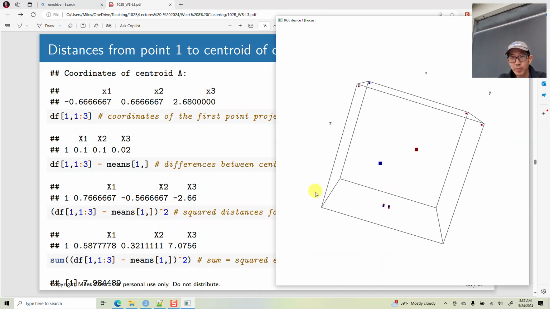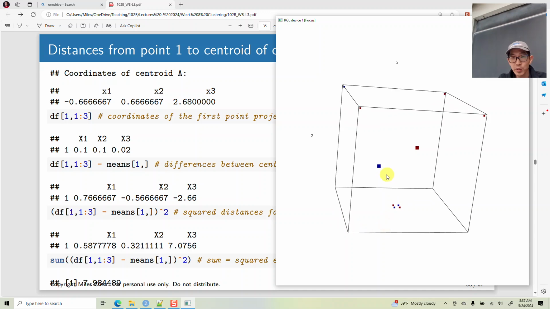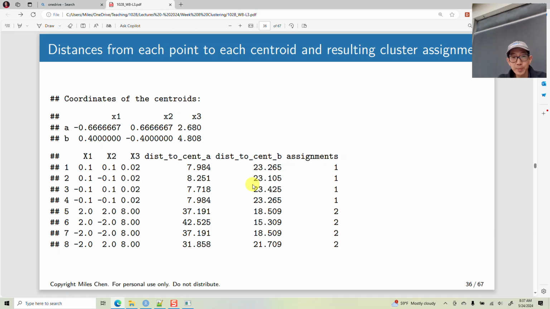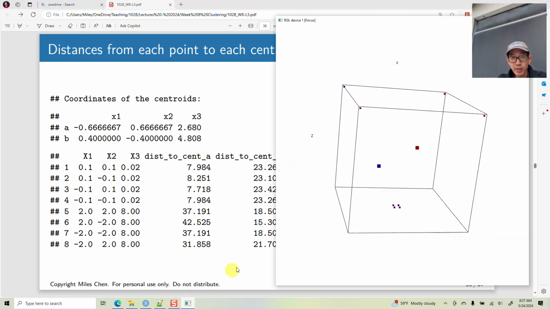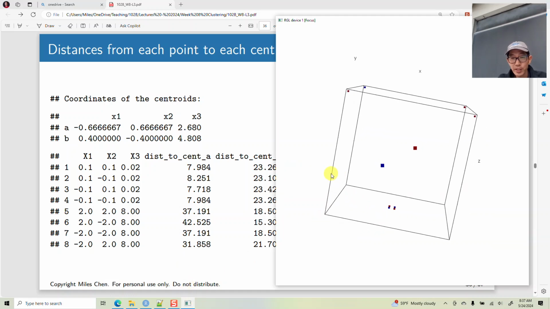Okay, and then we calculated, all right, what is the distance between the centroids and these different dots here? And so these are the different distances. So we said, what is the distance from each of these 4 points to the blue centroid? And it's like 7.98, 8.25, 7.7, and 7.98.